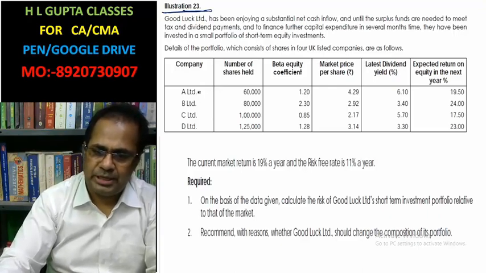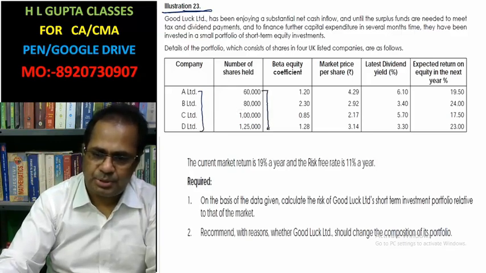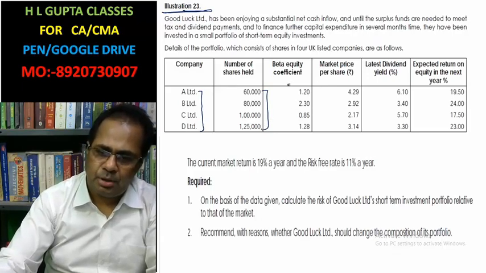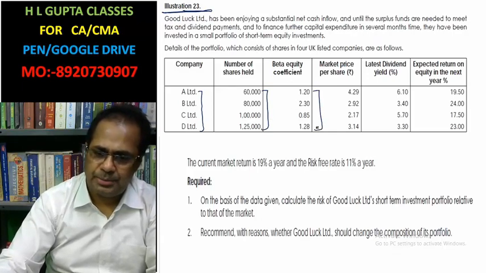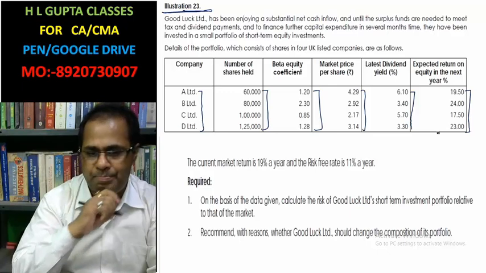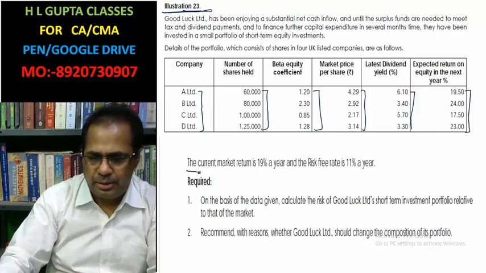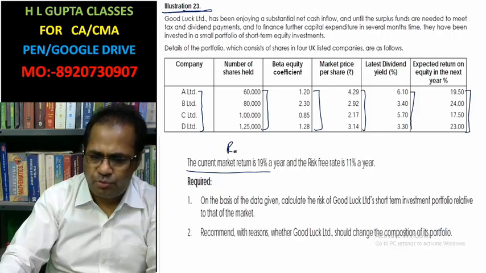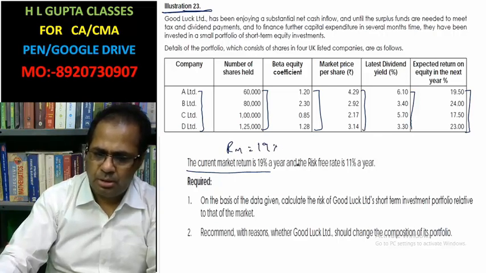These are the companies: A Limited, B Limited, C Limited, and the number of shares the company has purchased. The beta coefficient of the company is given, the market price of the company is given, and the last dividend yield is given. And the expected return on the equity in the next year is given. The current return on the market portfolio is given, that is equal to 19%, and the risk free rate of return is equal to 11%.